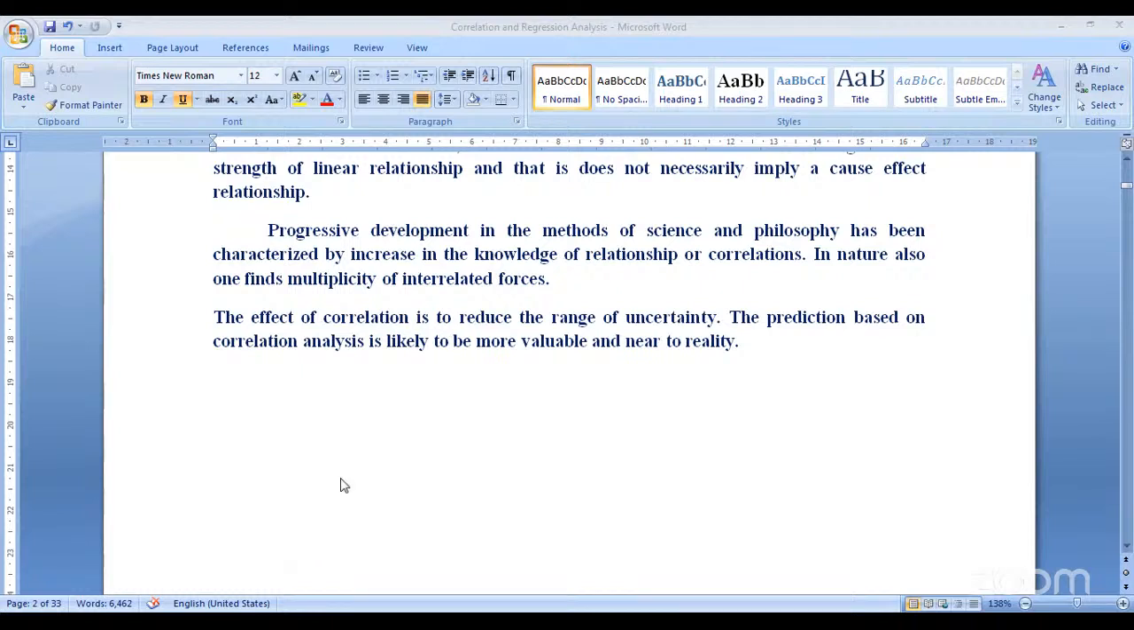Progressive development in methods of science and philosophy has been characterized by increasing knowledge of relationship or correlation. So here, progressive development also in science and philosophy. In nature also, one finds a multiplicity of interrelated forces. The effect of correlation is to reduce the range of uncertainty. The prediction based on the correlation analysis is likely to be more valuable and nearer to reality.